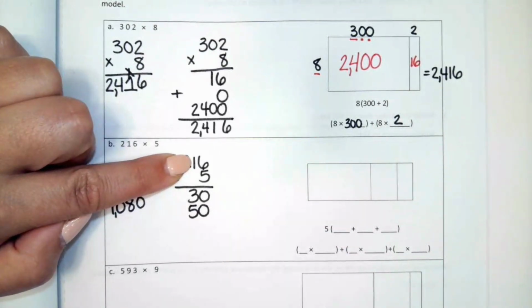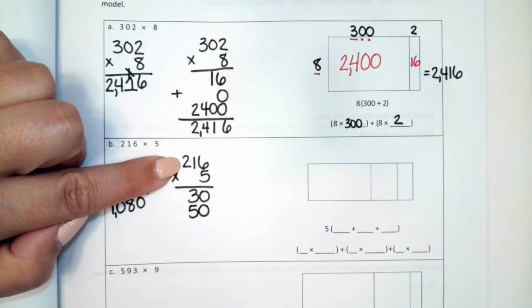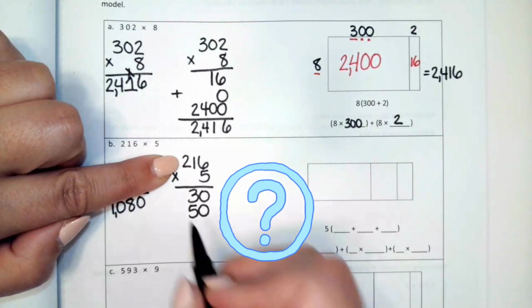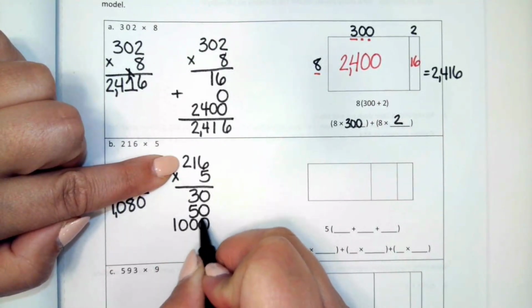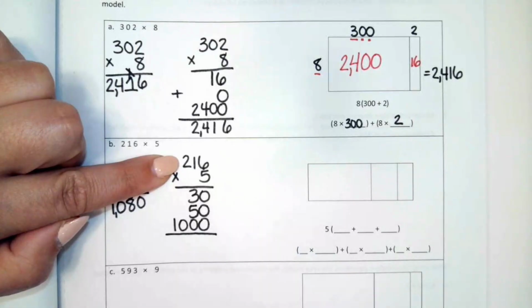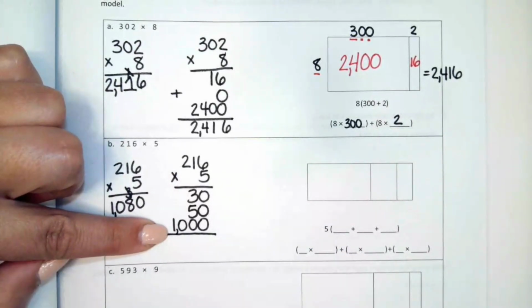50. Next step, 5 times 2 hundreds. What's 5 times 2 hundreds equal? That would be 10 hundreds. How do you write 10 hundreds? 10 with 2 more zeros is 10 hundreds. So it looks like this, also called 1,000.